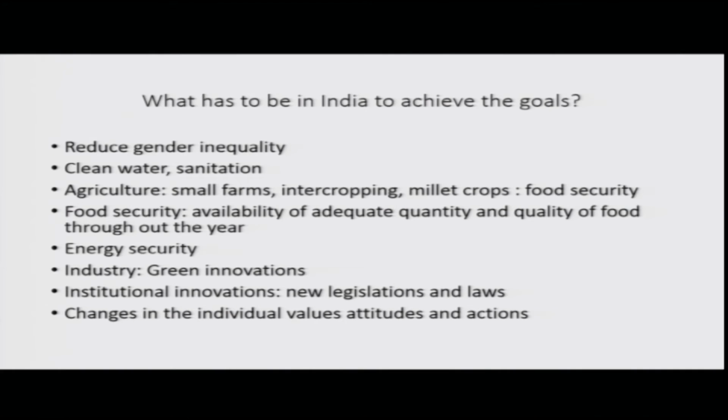Changes in individual values, attitudes and actions are extremely important. Consumerism, we have been driven by consumerism, we want to consume as much as possible. There is a tendency to consume more than what is required. I think we should really put limits on what we consume so that these resources are left to the next generations for their use. I think we should really reduce our greed and we should go by what we require actually to live a decent life without over consuming the resources that we have.